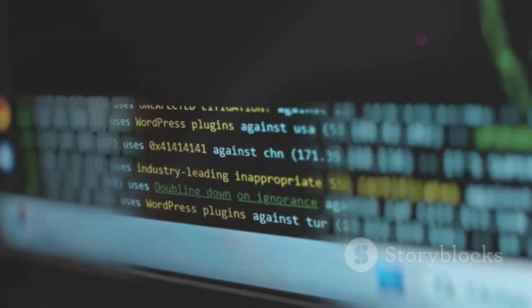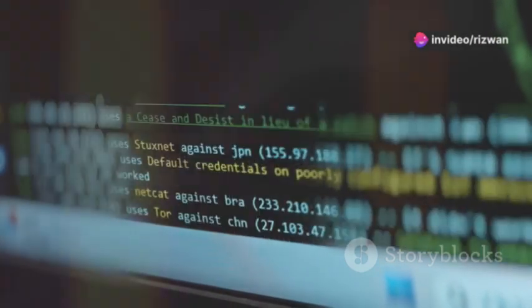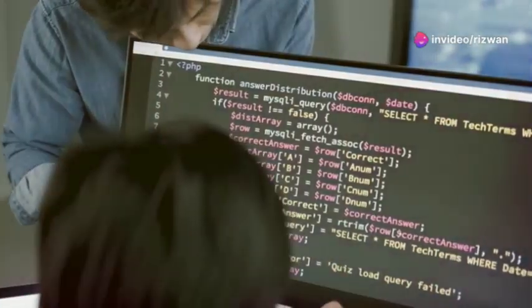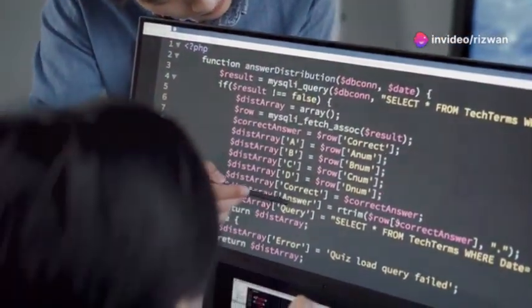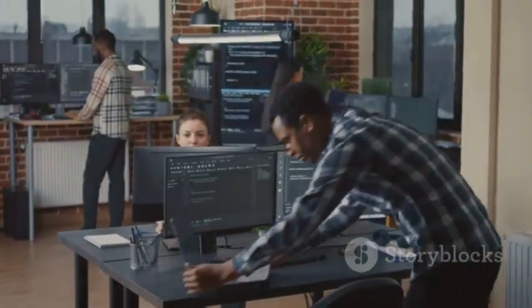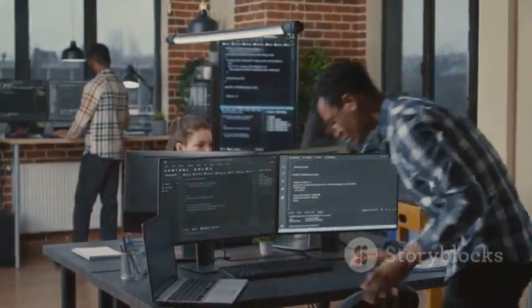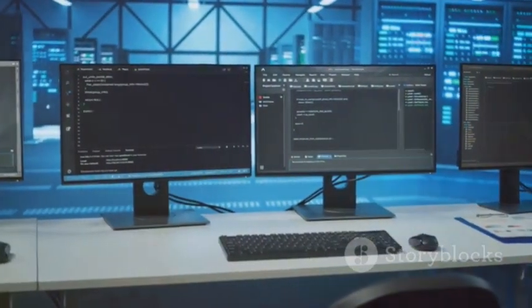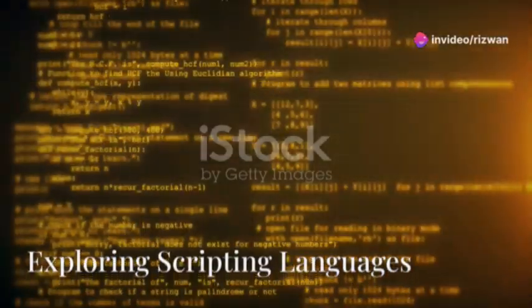Third, early error detection. Compilation includes rigorous error checking. This helps in identifying and fixing bugs before runtime. Lastly, platform specificity. Compiled languages produce OS-specific executables. This allows for greater control over hardware interaction.